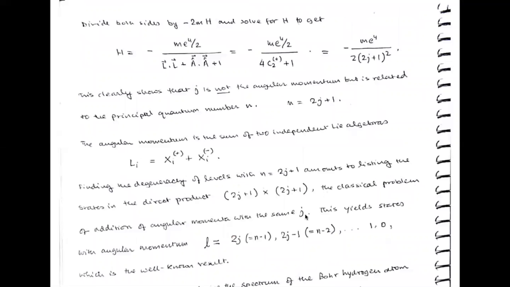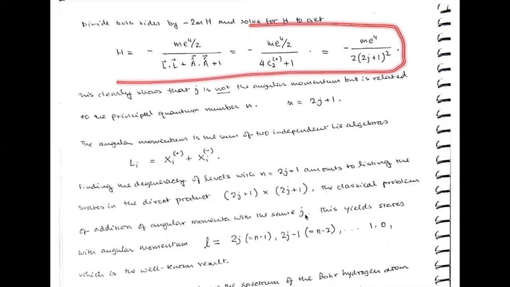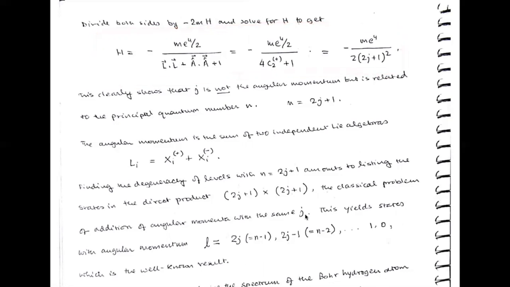And once you have AI, you can divide both sides by twice minus twice HM, and you can get the Hamiltonian in the form of the things that we had written earlier. So the relation between the Hamiltonian and the C2 is explicit, and in terms of J, this is just given by this last expression out here.